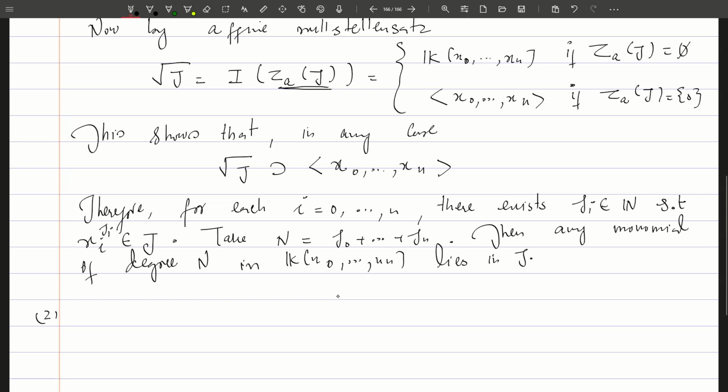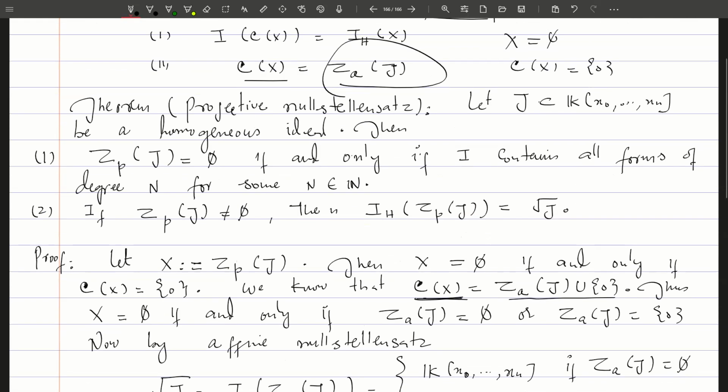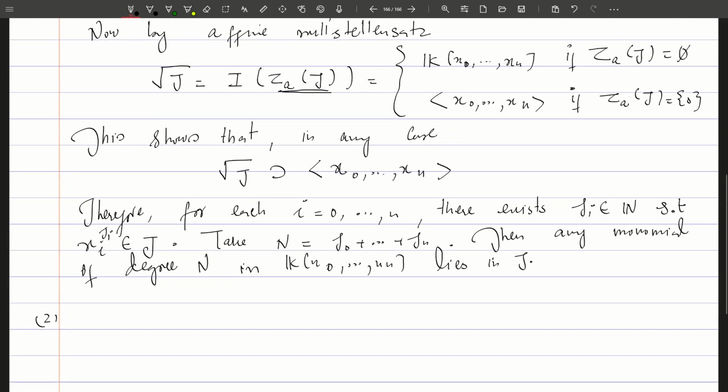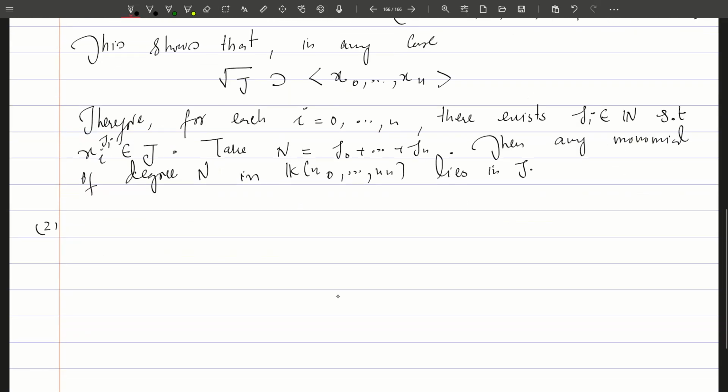So now for the second item, we have to prove that if the projective zero set of the ideal J is non-empty, then the homogeneous ideal of the projective zero set of J is actually the radical of J. So now suppose X, which is by definition the projective zero set of the ideal J, is non-empty. Let us assume this is non-empty.